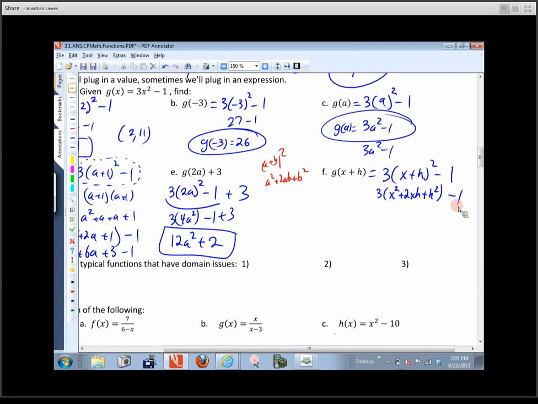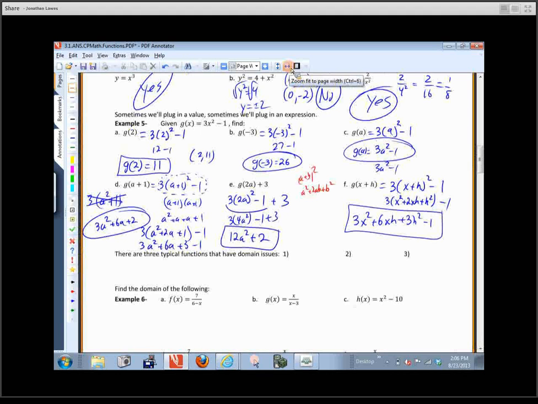Now this one looks worse than the previous problems, but actually all you need to do is distribute through and I get 3x squared. What's the next term? 6xh plus 3h squared. And then can I do anything with that 1? Not a single thing. I have 4 separate terms, no other like terms, so that's it. That's all I can do. Okay? All right, any questions?